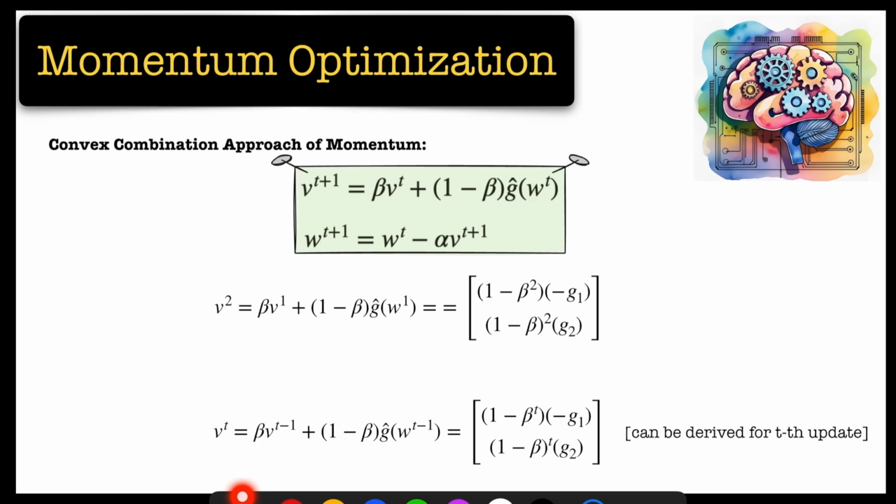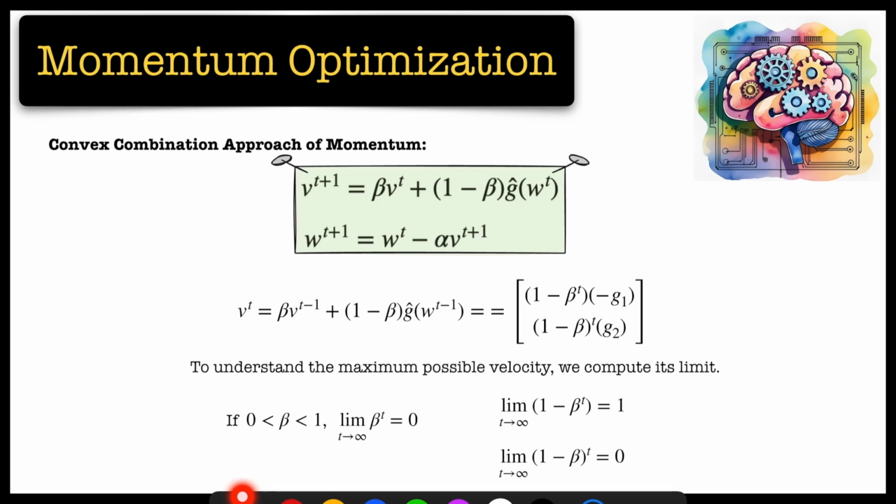Now, if we keep computing this way, it can be derived for the t-th update. Vt is β times V(t−1) plus (1 − β) times Ĝ(W(t−1)), using this formula. It can be shown that it will be (1 − β^t) times −G1. And in the second row, we'll have (1 − β)^t times G2. So this is for the t-th update. This can be derived.